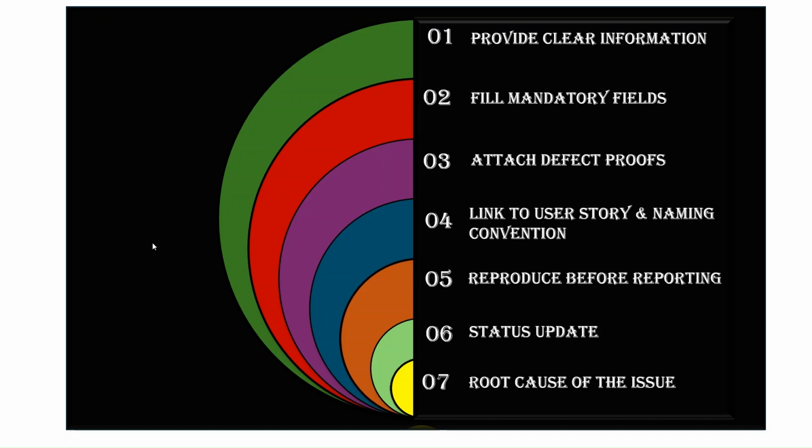That's it, guys. This is all about how you can report a defect in Jira and the seven most important defect reporting checklist items which you have to take care of while reporting a defect and while closing a defect as well.